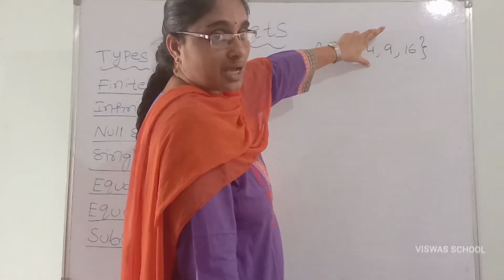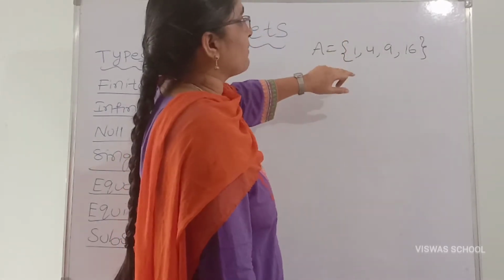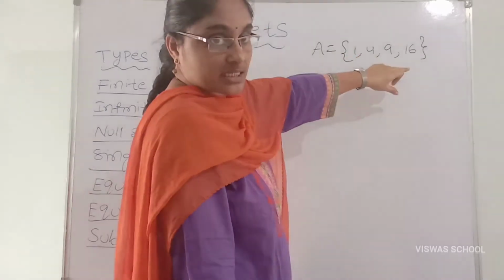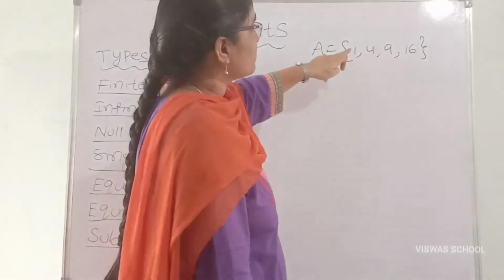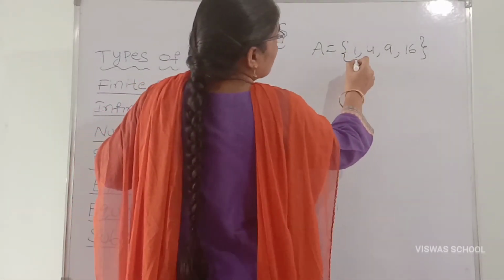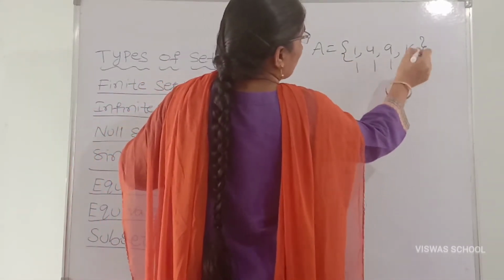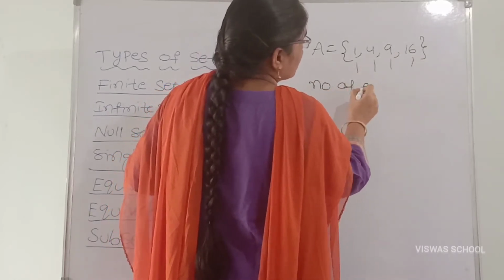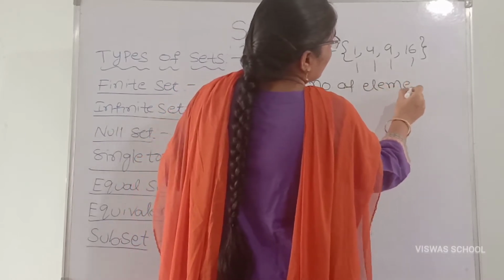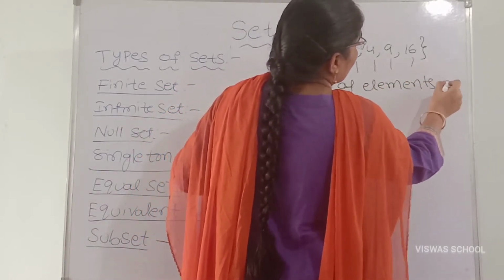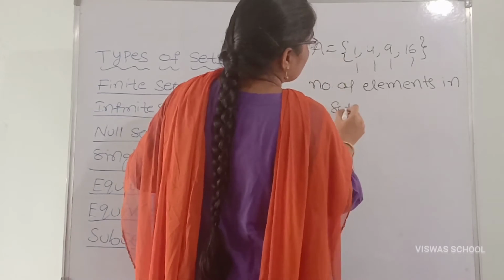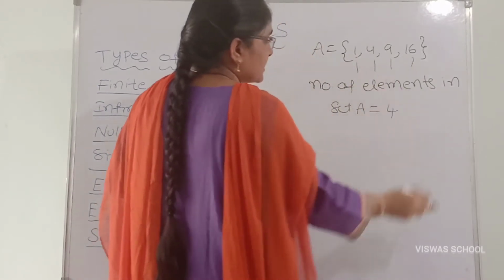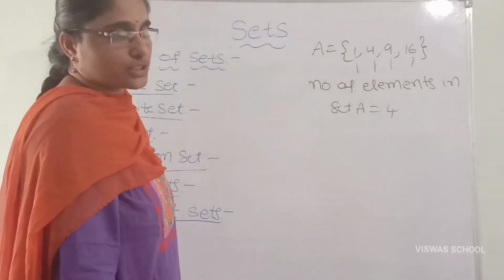In this set, how many elements do we have? Once you count, the elements are 1, 4, 9, 16. Number of elements means this is the first element, second, third, fourth. So the number of elements in set A is 4. That is, the number of elements in set A equals 4.